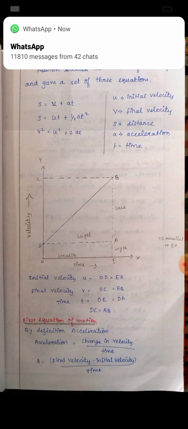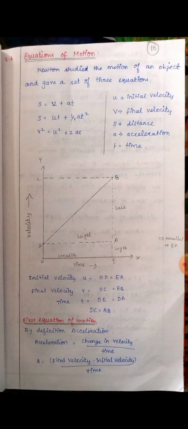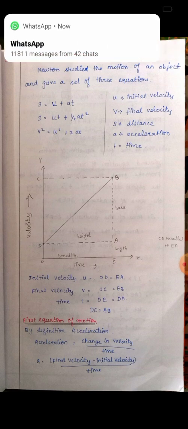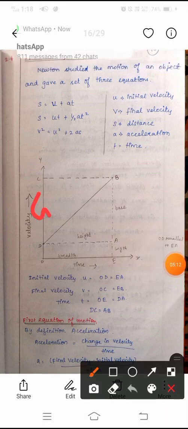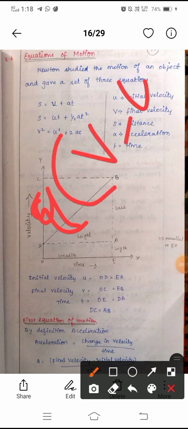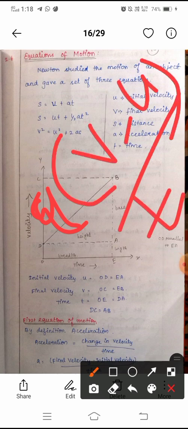Now let us derive the first equation of motion. What is the first equation of motion? v is equal to u plus at. We are going to derive it by the definition of acceleration. Acceleration is the change in velocity by time taken. Change in velocity means final velocity minus initial velocity. So a is equal to v minus u by t. This is the formula for acceleration.